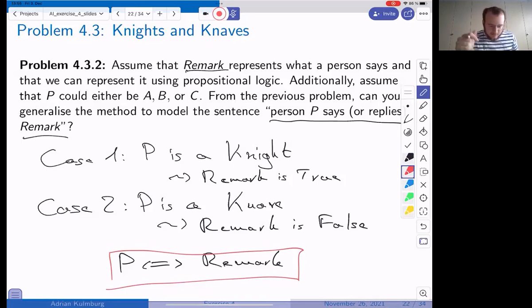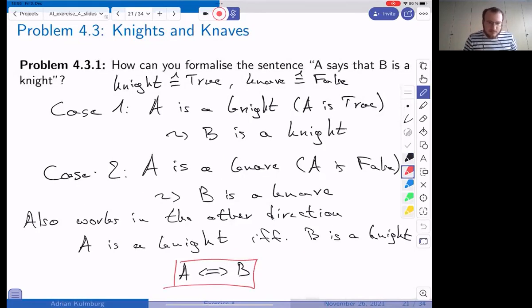I see a question, can 431 be the disjunction? So you mean something like this, right? So that cannot be the case because, how should I say? If you have the sentence A says that B is a knight, right? You know that the sentence has been said, right? So the sentence itself, this thing here, is true, okay?